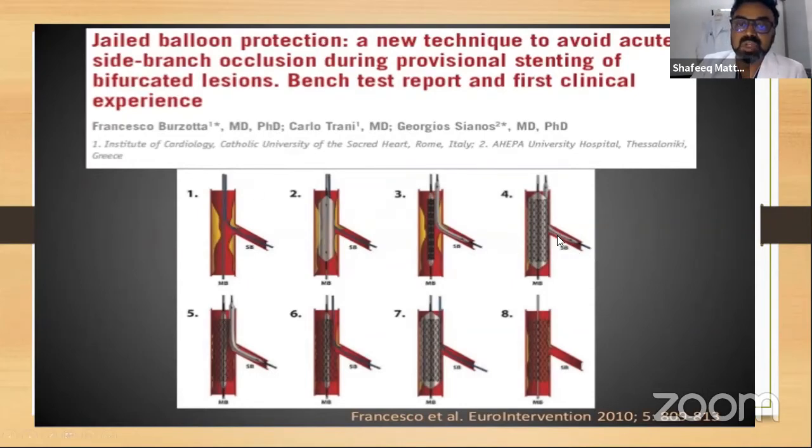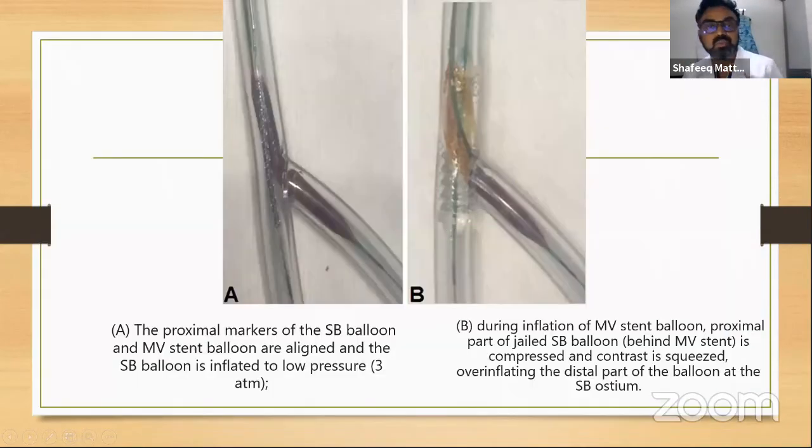The side branch balloon is inflated at a lower pressure, around 3 to 4 atmospheres, and then the main branch stent is deployed. After that, the results are reassessed. This balloon is removed, and if needed, the side branch is recrossed, and then the final preparation of the main branch is done. Theoretically, there is expected to be less plaque shift when there is an inflated balloon while we deploy the main branch. They did benchmark testing as well, keeping one balloon in the side branch and the stent in the main branch at 3 atmospheres pressure.